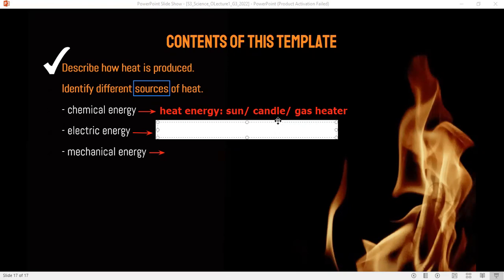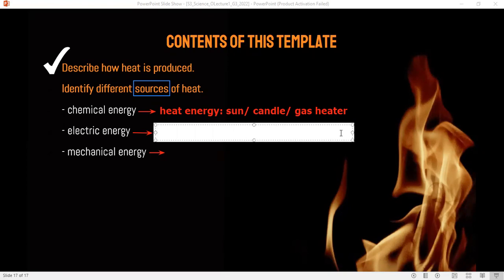Electric energy. What are some machines or devices you have at home that keep you warm and that use electric energy? Let me first say that the electric energy changes into heat energy. Example, microwave and electric heater.